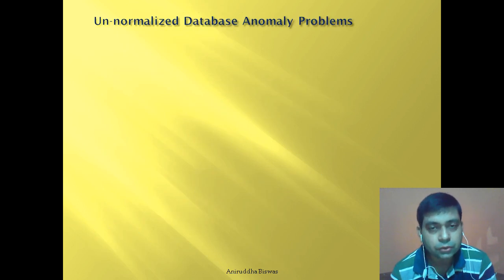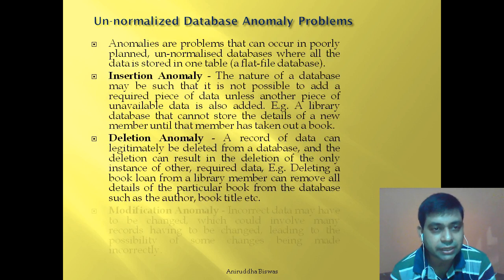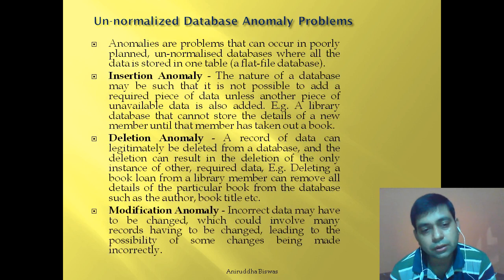Since joins are required, indexing does not work as efficiently, right? So if joins are required, then indexing doesn't work efficiently. Now, if the database is unnormalized, then there are some anomaly problems, and there are three types of anomalies: the insertion, updation, and definitely the deletion anomaly. So updation, we can say modification as well.